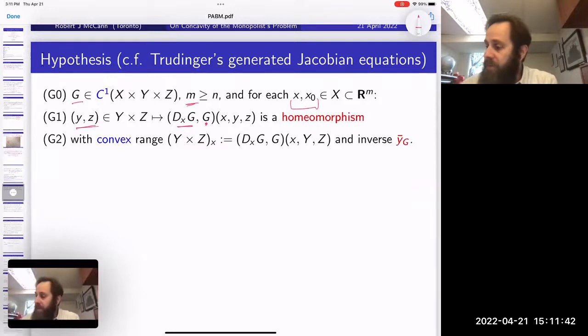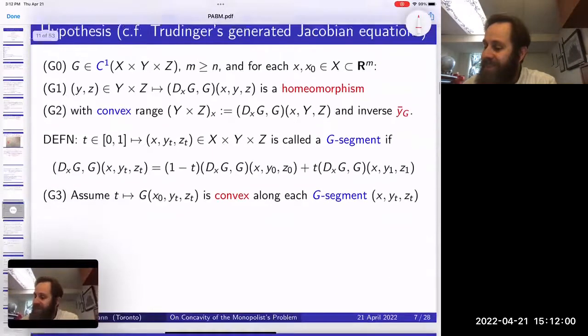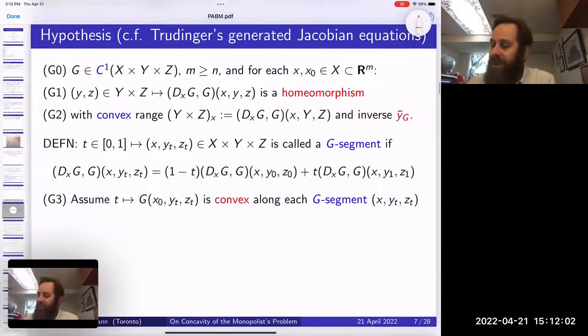And let me call the inverse of the mapping y bar. And I want the range of that mapping, so the set of all the one jets as the product price pairs range over all possible values, to be convex. And now here come the crucial conditions, the crucial definitions, coming up here.